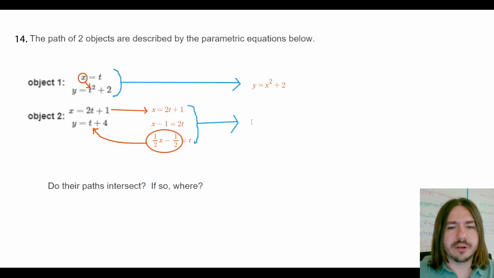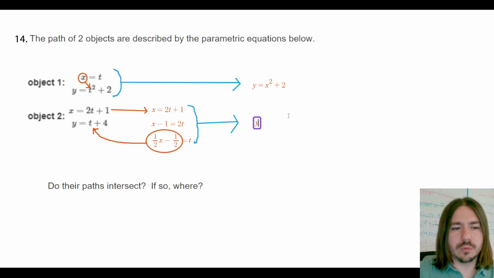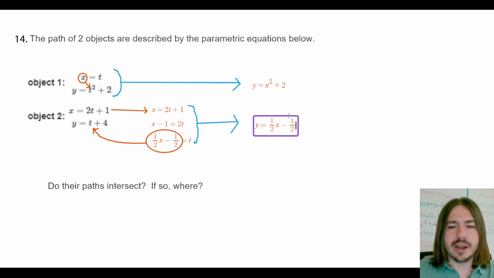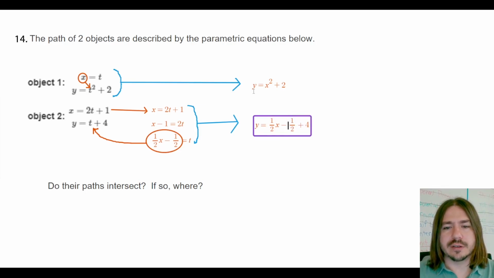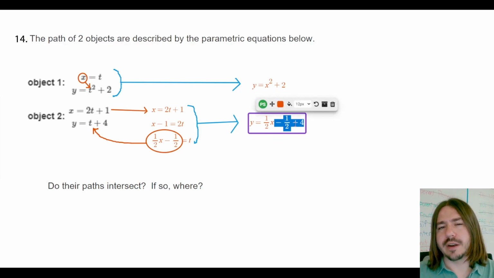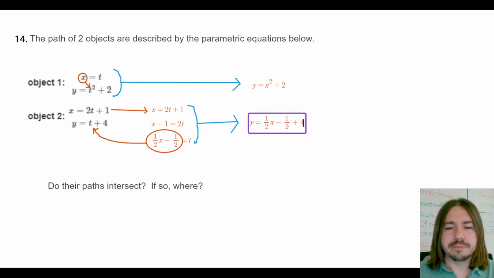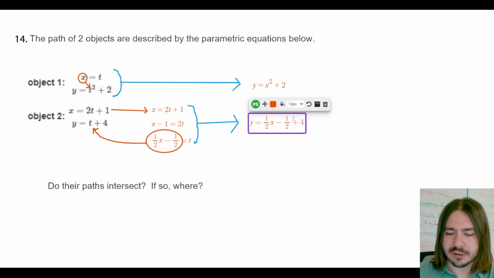And then for this one, I'm going to essentially rewrite the second equation, except instead of t right here, I'm going to write 1/2 x minus 1/2. So y equals 1/2 x minus 1/2. And I do have that plus 4 hanging on the end, but just to make that a little simpler, I'm going to combine these two constants. So 4 minus 1/2 would be 3.5. This would be like 8/2, so 8 minus 1 would be 7/2. So plus 7/2.